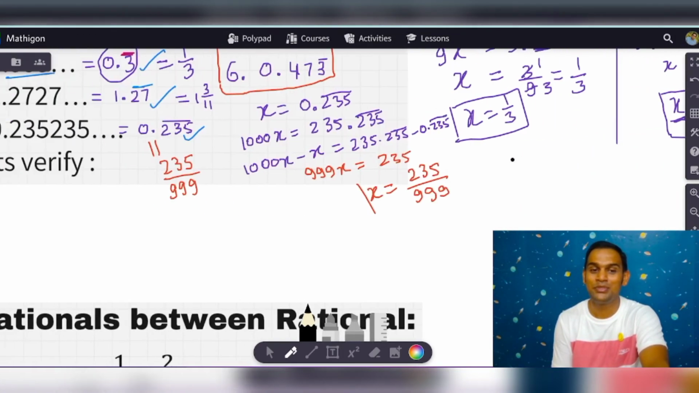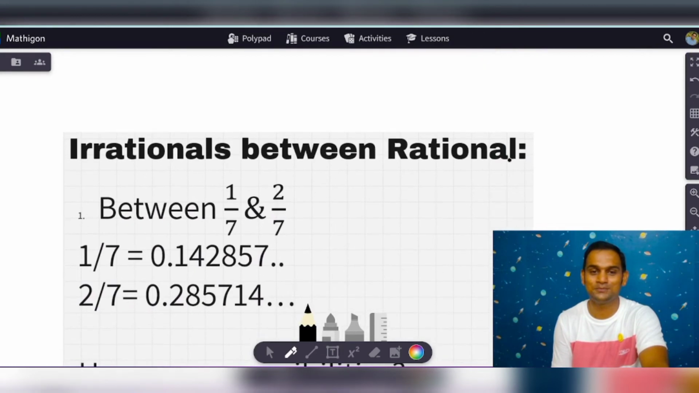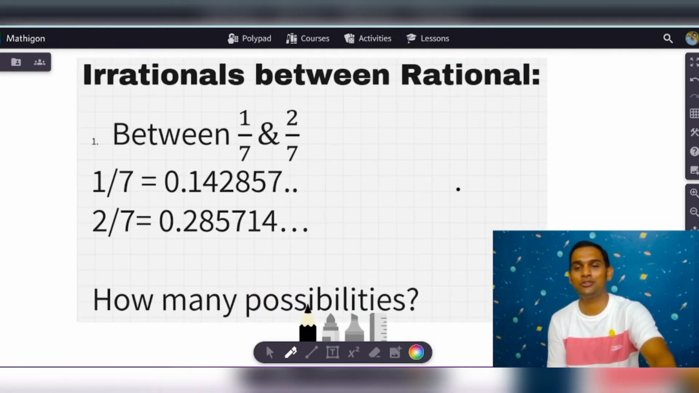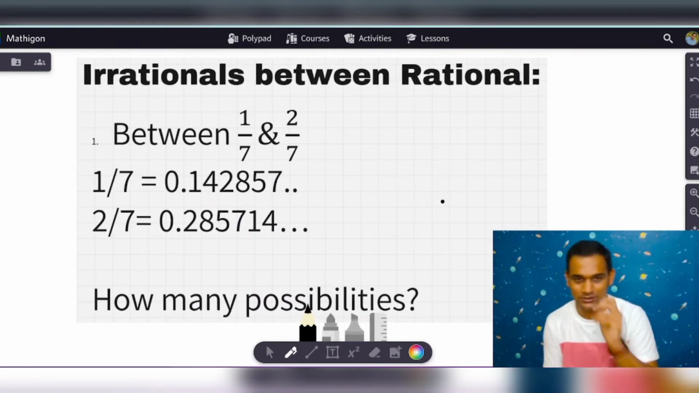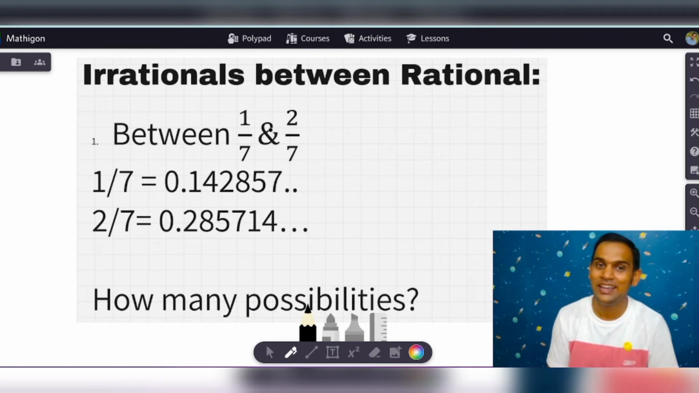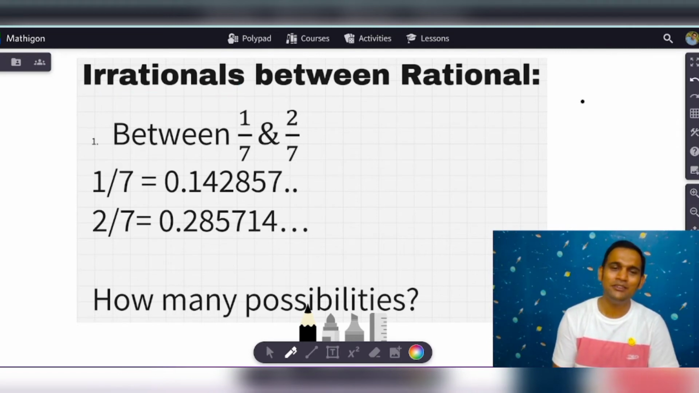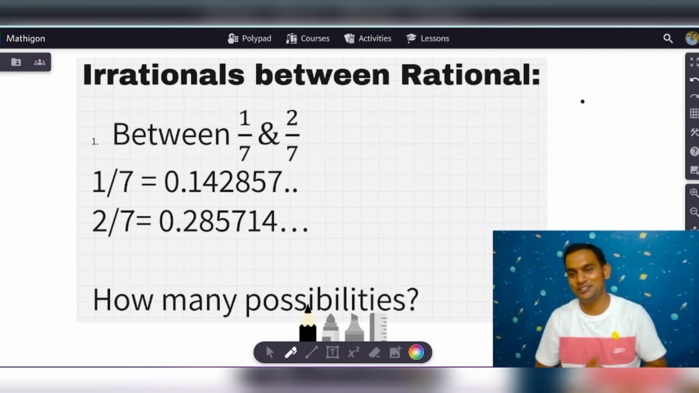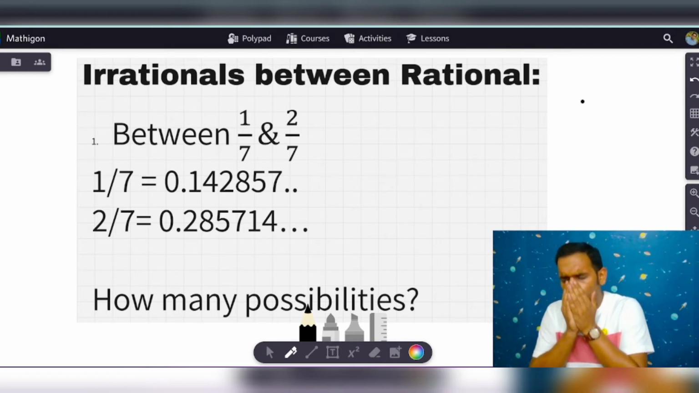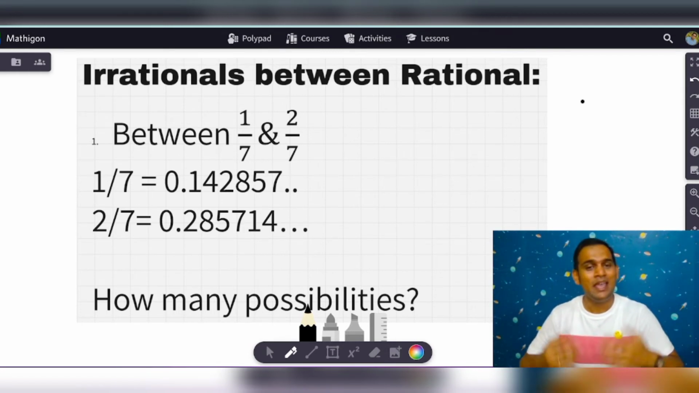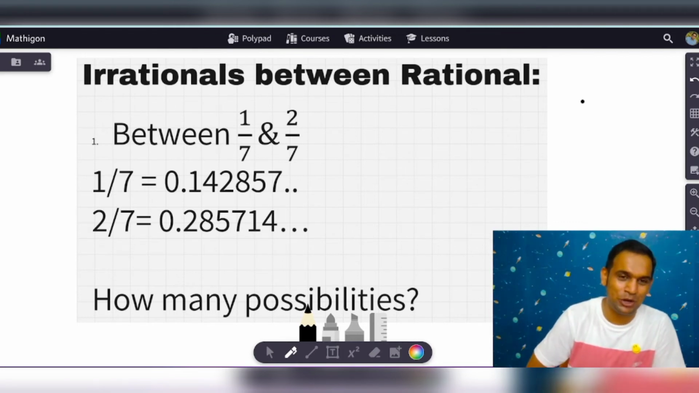I hope that discussion made sense to you. Now the next topic under this is, can we find irrational numbers between rationals? This is a very interesting and very easy topic, I would rather say.